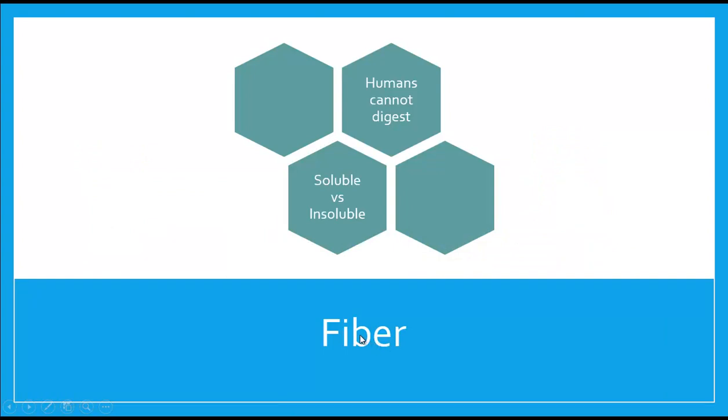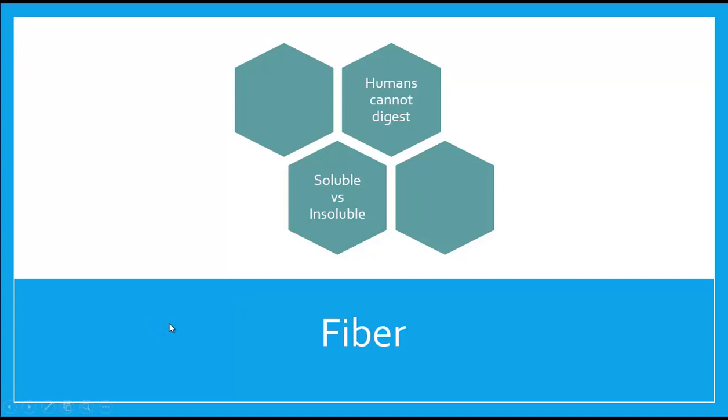Fiber is the final category of complex carbohydrates. This is an interesting group because humans do not have enzymes to break it down. Therefore, if we cannot digest it, we cannot absorb it, which means it goes straight through to the colon. We do not obtain any glucose for energy from fiber. However, it is found in our carbohydrate foods.